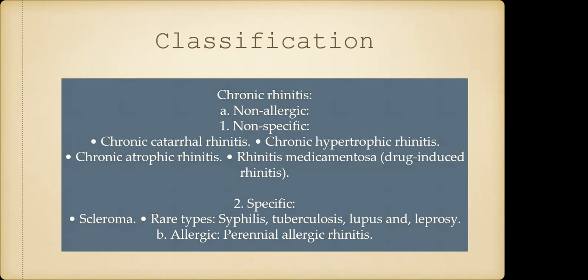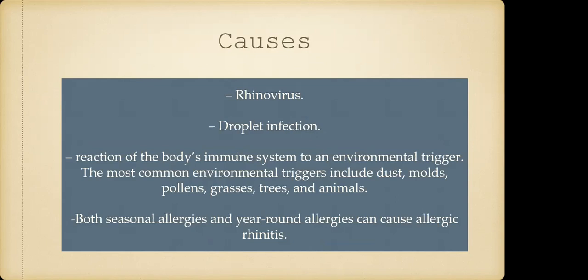So for that which is specific, you could have chronic rhinitis that is due to particular infections, and these are rare. You could have syphilis, TB, lupus, leprosy, and so many others. You have individuals that have perennial allergic rhinitis, and this could be allergies to a wide range of environmental triggers: pollen, grass, trees, animals, very many things. So it's also imperative that we try and find out what exactly someone is allergic to.